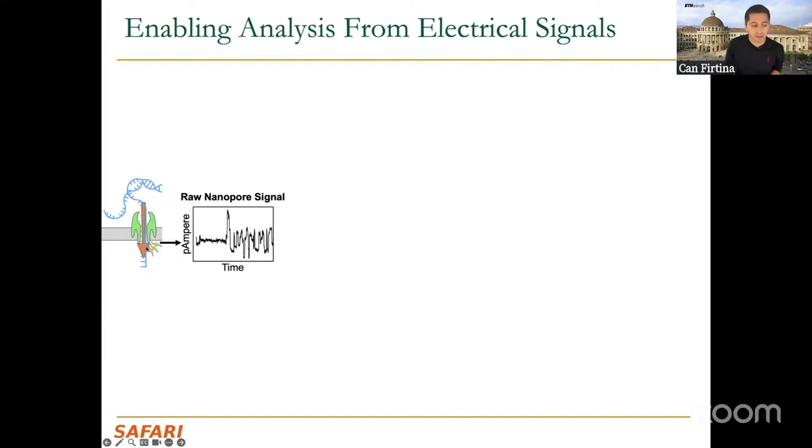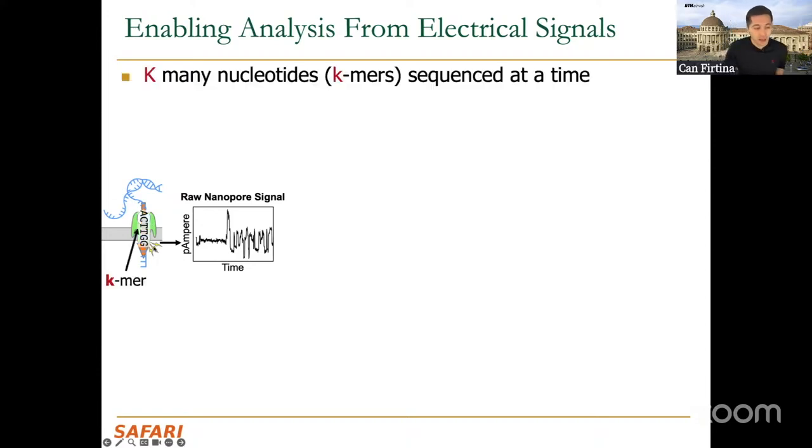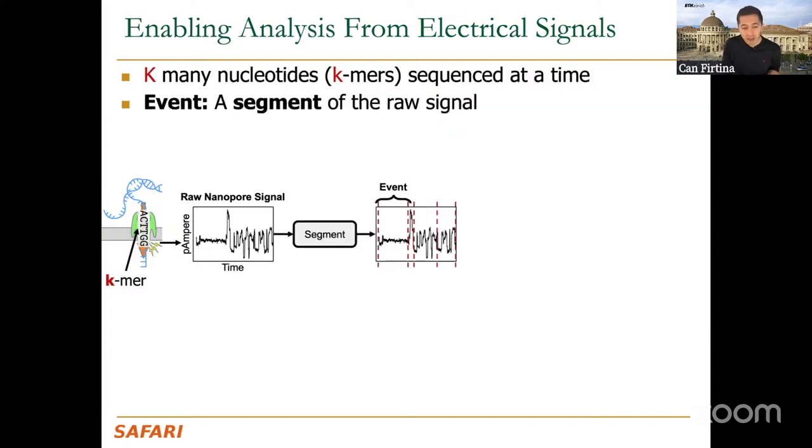Maybe a new base will come in and another base will come out of this nanopore. And then maybe just to repeat again, we have these 6 bases, and these are referred to as k-mers, and these are sequenced at a time. And then as we shift bases, there will be an abrupt change in the signal. But essentially, a signal that we generate while we are sequencing a certain k-mer is known as an event. So it corresponds to a segment of the raw signal that is generated while we are sequencing that k-mer.